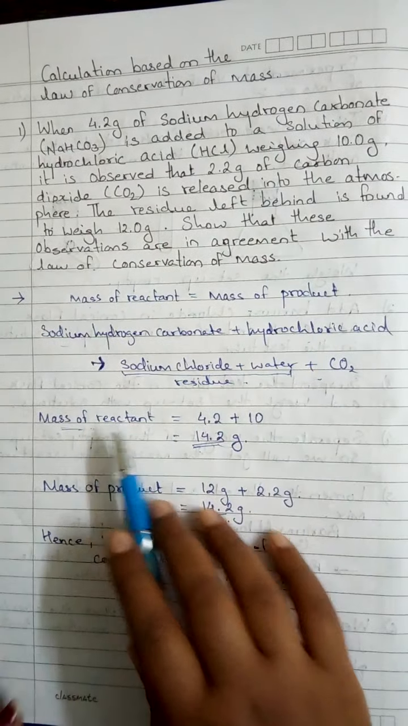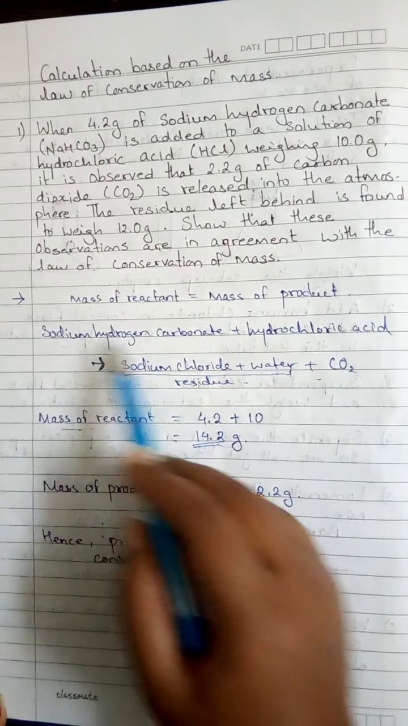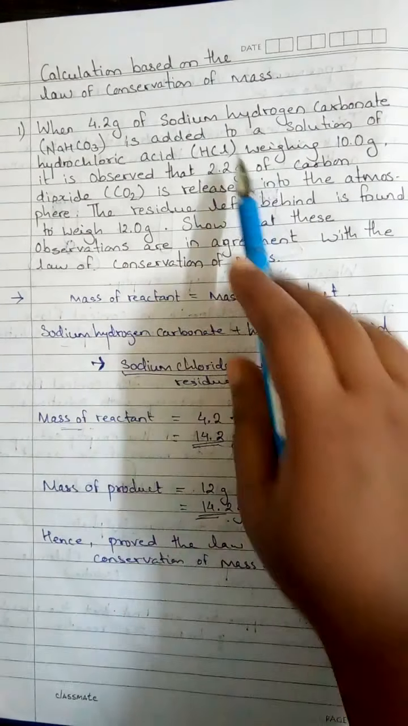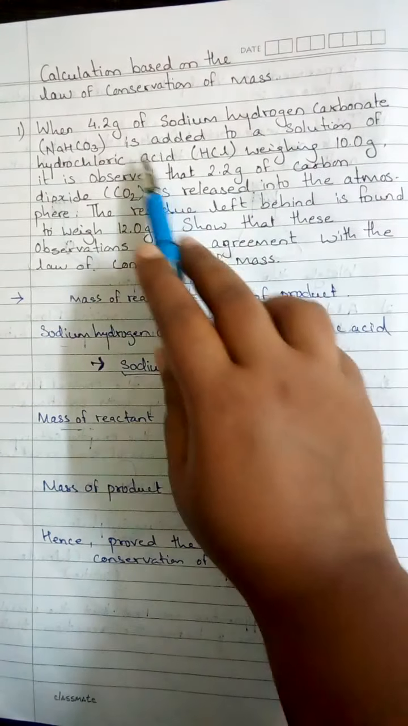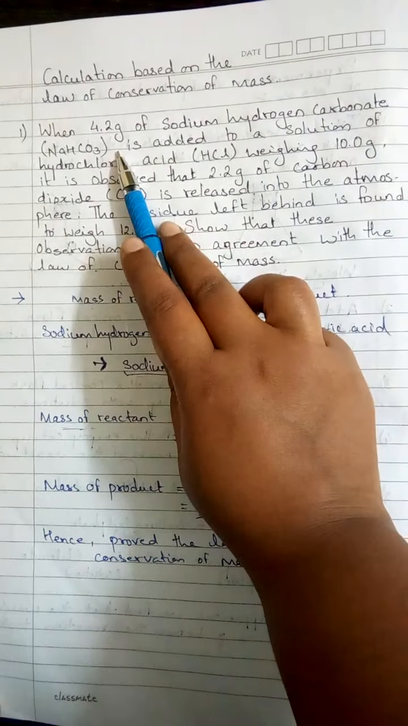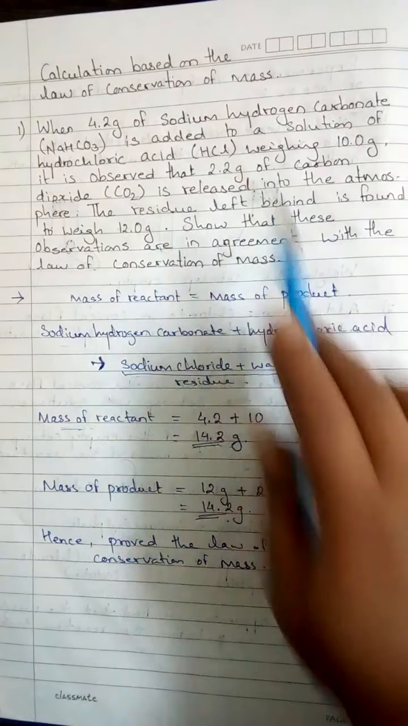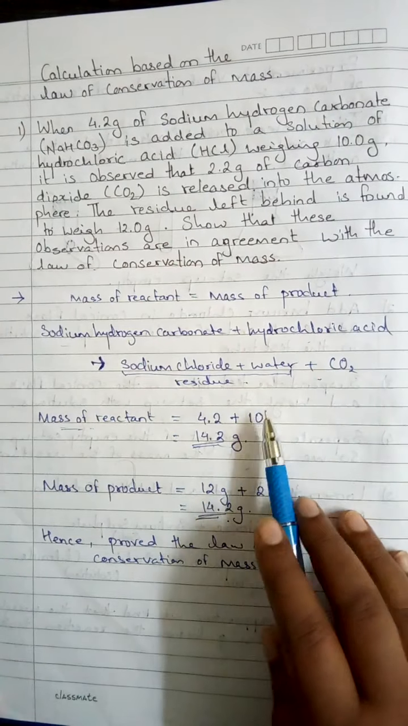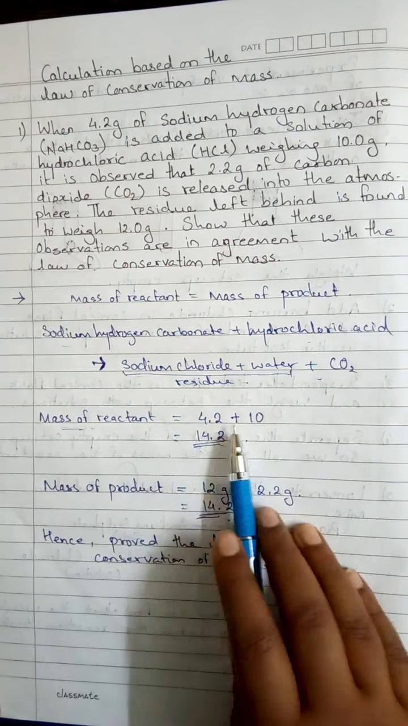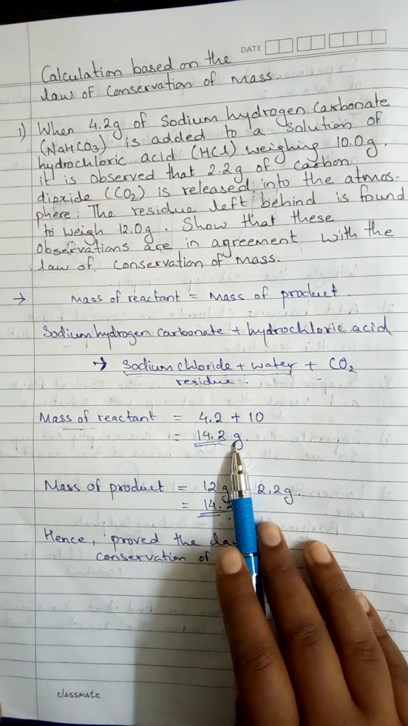Now, the mass of the reactant means the mass of sodium hydrogen carbonate plus hydrochloric acid. How much sodium hydrogen carbonate have they given? It is 4.2, so we write 4.2. Then how much HCl, the hydrochloric acid, is there? It is 10, so we write 10. The mass of reactant is the sum of both, which will be 14.2 gram.